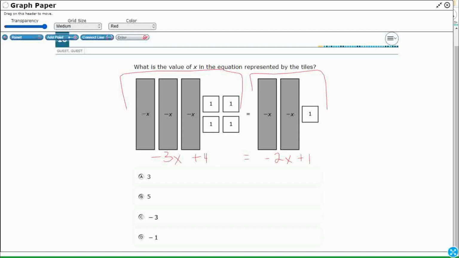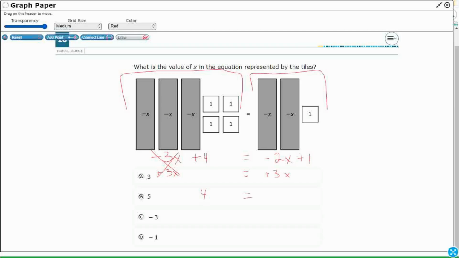Now we need to solve for x. We've got a few choices, but I want my x to be positive. And so I've got 2 negative x's. So I'm going to add a 3x on each side. I can keep a balanced equation if I do the same thing on both sides. And if I do that, that's going to eliminate the x over on the left. That's going to leave me with positive 4.